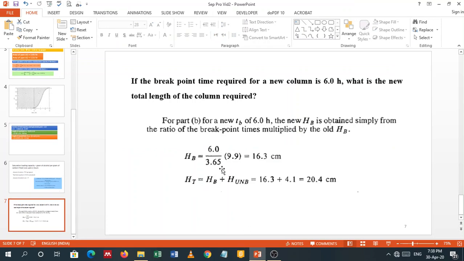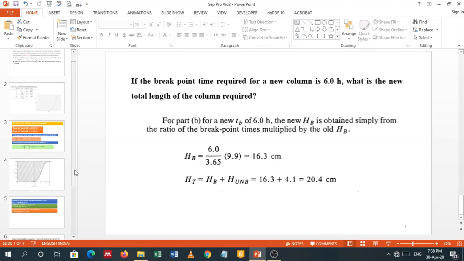So with the help of the old value of breakpoint time, we can find the height of the bed used here, 16.3 centimeter. Add this 16.3 centimeter used height to the unused height 4.1, and that gives the new height, 20.4 centimeter. Earlier it was 14 centimeter. In this way you can carry out the different calculation steps for the solution of an adsorption bed.